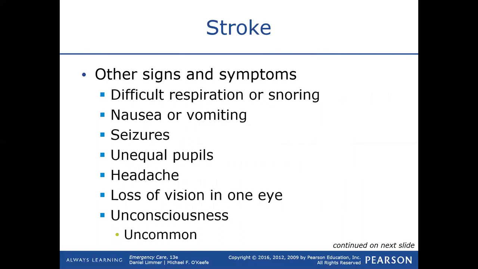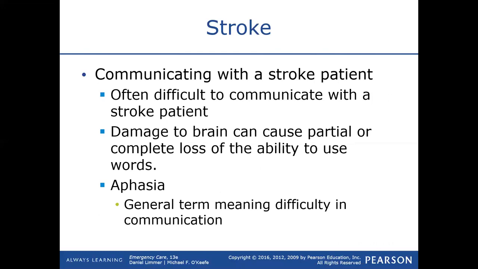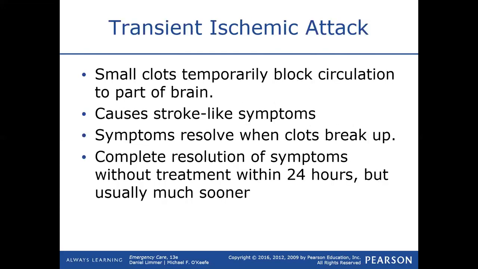So we talked about that, unconsciousness, communicating with a stroke patient. It's often difficult to communicate with a stroke patient. The damage can affect the brain, okay? So likely whoever called 911, it's usually a family member who says, my mom's not acting right, grandma's not acting right, whatever it is. You probably want to communicate through them mostly. Say, what's happening? When was the last time she was seen normal or he was seen normal? What's their normal? And try to figure out how long this has been going on, okay?